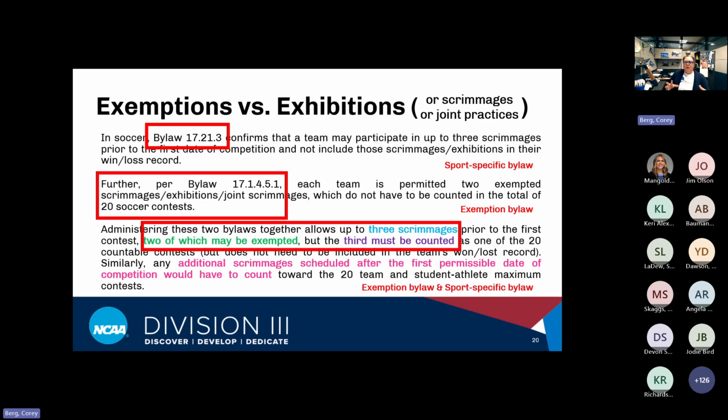That is how both the exemption bylaw and the sport-specific bylaw work in harmony. And that is how each year when we think someone's spotting an error in the manual, we explain that actually it's just 2 different bylaws focusing on 2 different parts of the legislation.